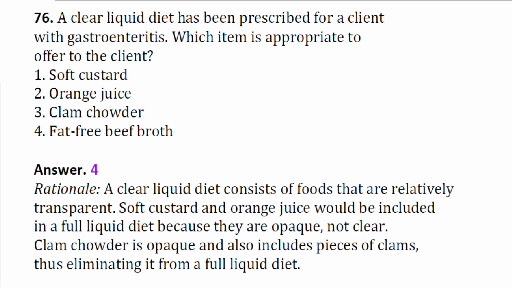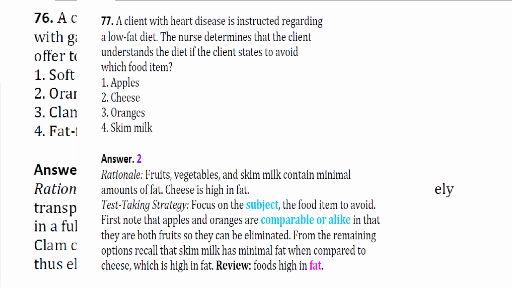76. A clear liquid diet has been prescribed for a client with gastroenteritis. Which item is appropriate to offer to the client? 1. Soft custard. 2. Orange juice. 3. Clam chowder. 4. Fat-free beef broth. Answer: 4. Rationale: A clear liquid diet consists of foods that are relatively transparent. Soft custard and orange juice would be included in a full liquid diet because they are opaque, not clear. Clam chowder is opaque and also includes pieces of clams, thus eliminating it from a full liquid diet.